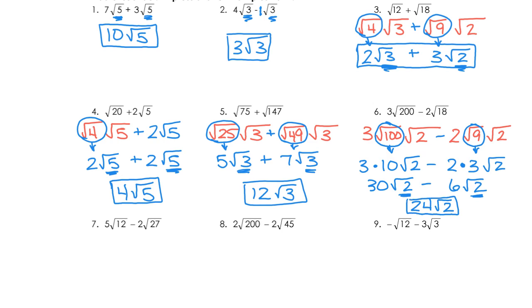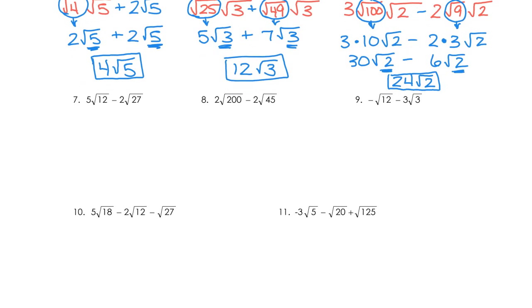All right. Let's check out the next 3. In number 7, right now I can't subtract them. They have different numbers underneath their radicals. So we're going to go ahead and try to simplify them. So the 5 stays. 12 gets broken up into 4 and 3. The square root of 4 is 2, which then becomes 10 square root of 3.